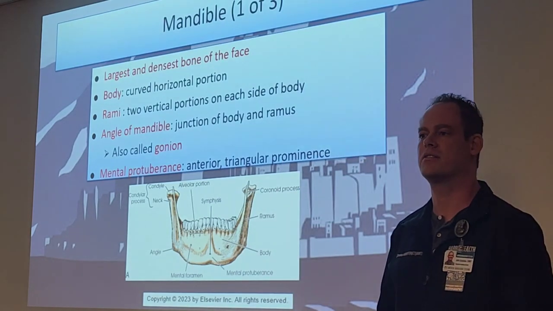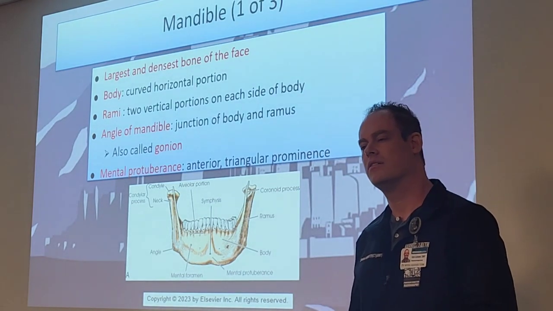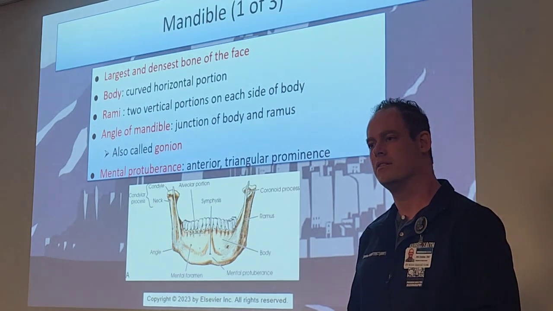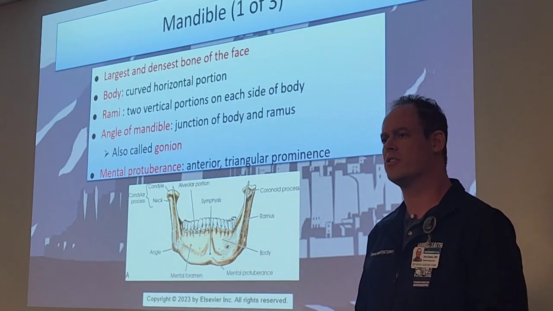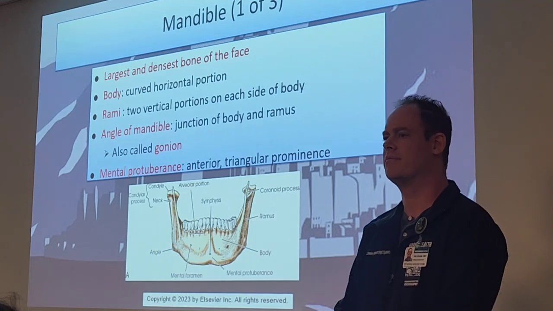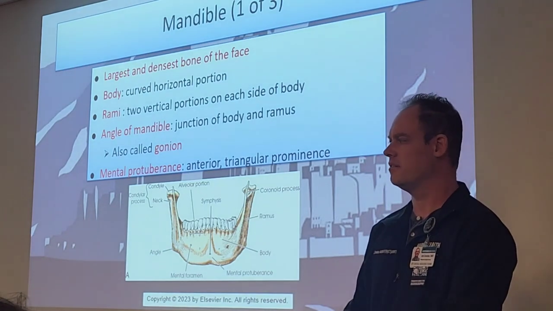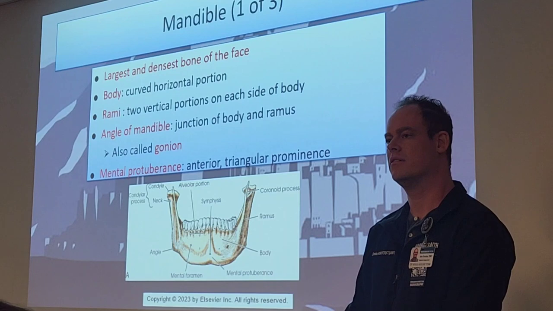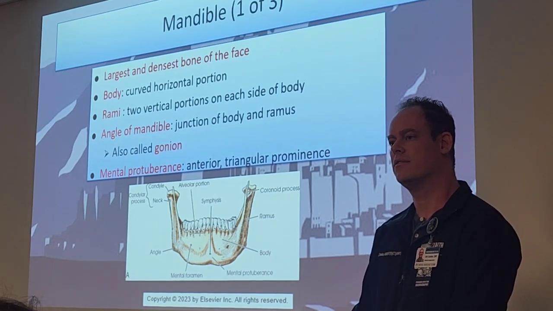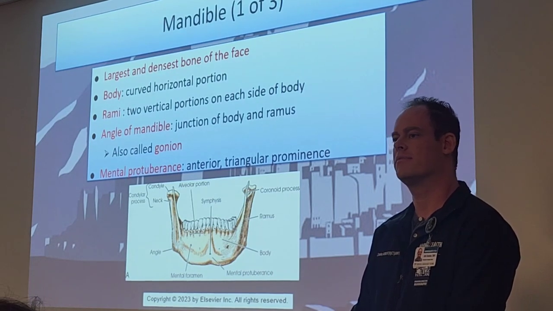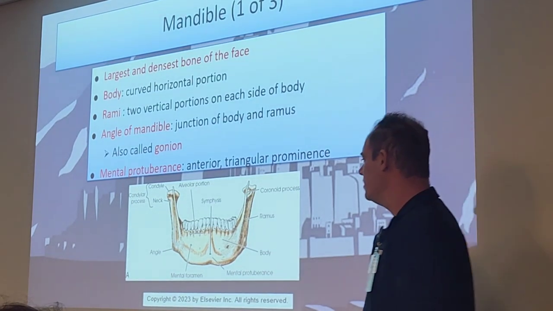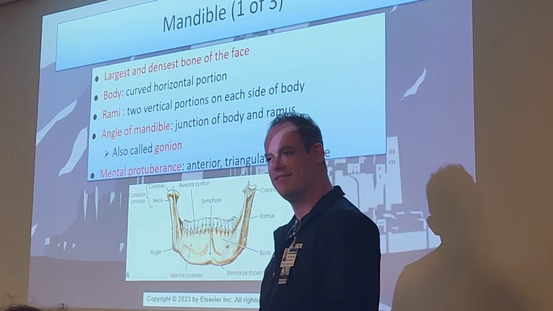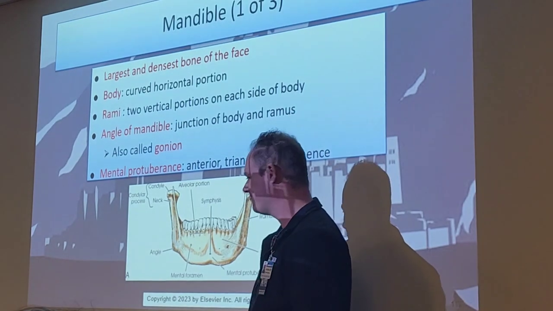Two questions. When does the symphysis join? Is it when we're babies in the womb? That one's pretty much almost all fused at birth, yes. And you said that the mentum or the mental protuberance forms the tip of the chin? Then the symphysis would be the butt chin. What's the scientific term for that?